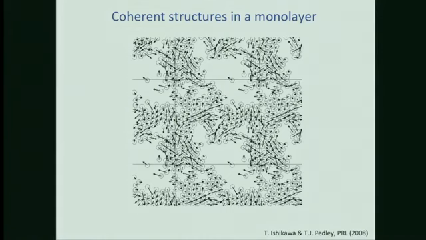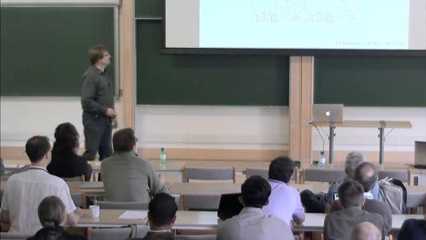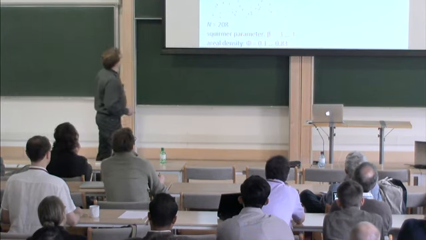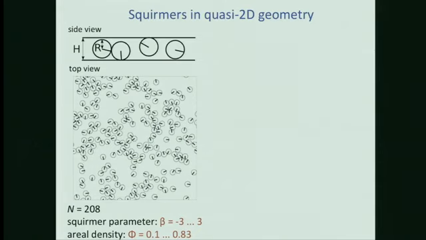So coming back to the squirmer, in theory there are a lot of studies by Pedley and Ishikawa. This is one study where they created a monolayer, but otherwise in a 3D bulk system, and they show basically that one sees coherent structure formation. Okay, unfortunately, this monolayer is unstable, so it becomes unstable. So what we do is we study squirmers in a quasi 2D geometry, and so this is the geometry. The thickness of the layer is a little bit more than the diameter of the spheres. This is a top view here.